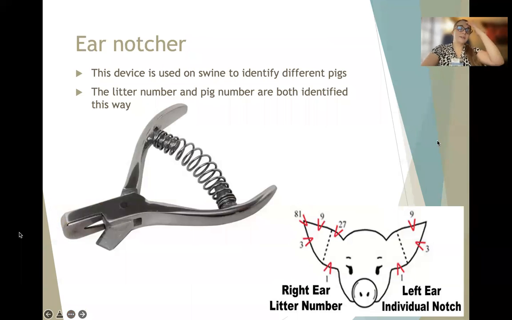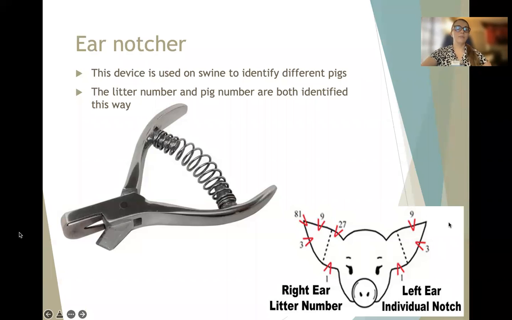All right, so getting into our next instrument here, we have an ear notcher. We're going to use this with our swine. With our cattle, we're just going to be putting ear tags on them. These ear notchers are going to help us identify the swine, as well as which litter they came from, what sex they are, individual ear notches, are they going to slaughter? Are they being used for breeding purposes? And so forth. They're going to notch the ears of the swine, again, when they're in infancy.